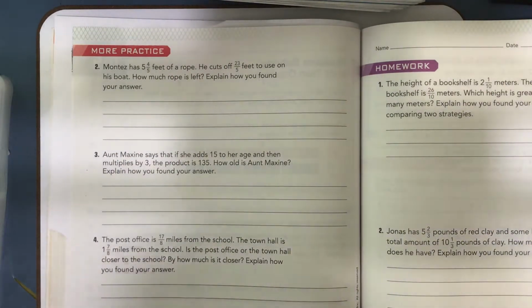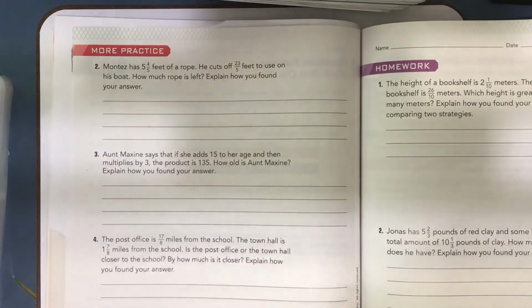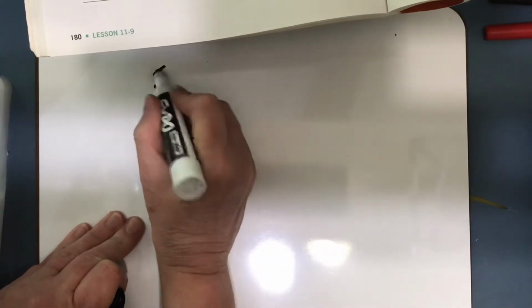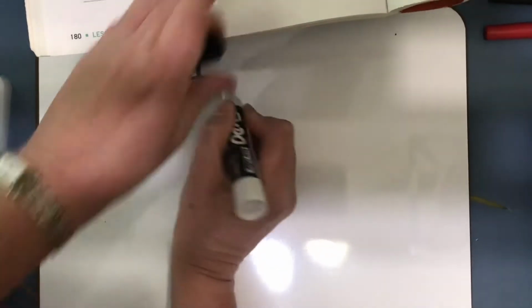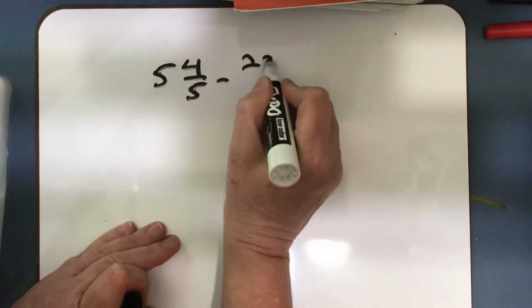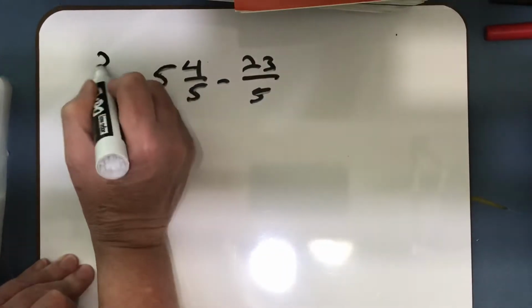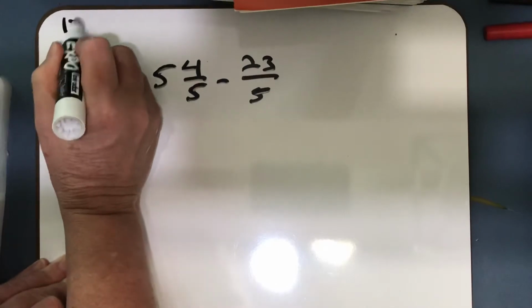It says, Montez has 5 4/5 feet of rope. He cuts off 23/5 feet to use on his boat. How much rope is left? Explain how you found your answer. Well, he's cutting some off, so I know that I have to subtract. So I have to subtract 5 4/5 minus 23/5. Okay, and this is number 2 on page 180.